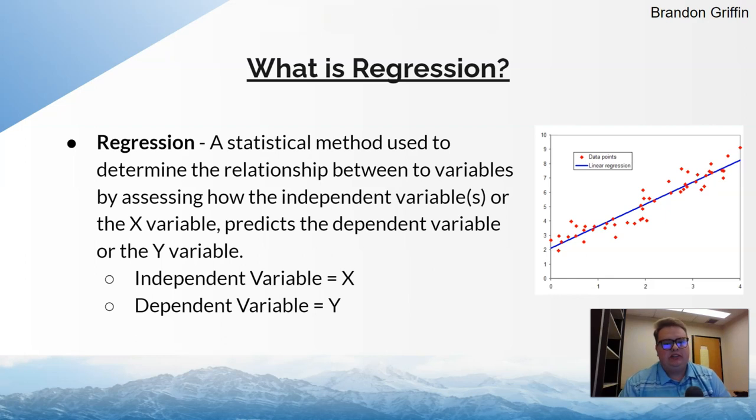Regression is a statistical method used to determine the relationship between two variables, by assessing how the independent variable, or the x variable, predicts the dependent variable, or the y variable. With correlation, we just had two variables. One did not come before or after the other. They were just two variables that were there.